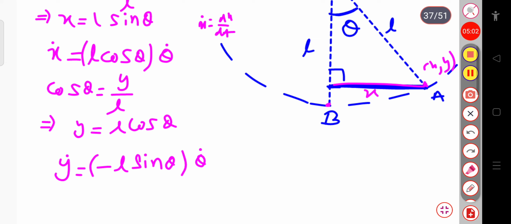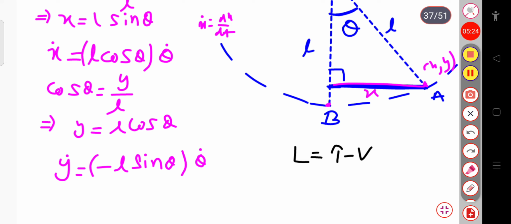Why are we calculating this? Because the Lagrangian function is L equal to T minus V. In the previous lecture we have already discussed this Lagrangian. T is the kinetic energy and V is the potential energy.